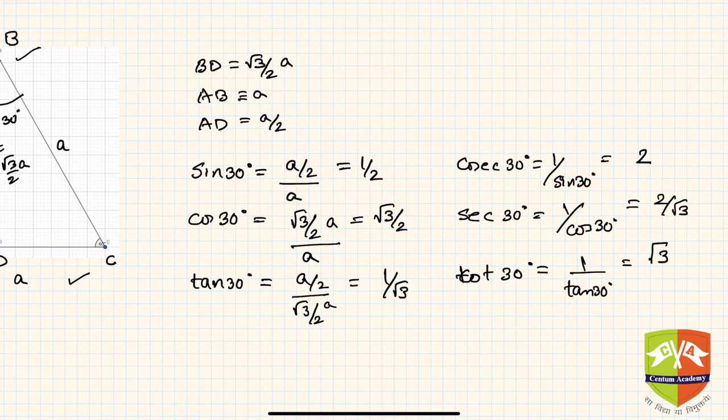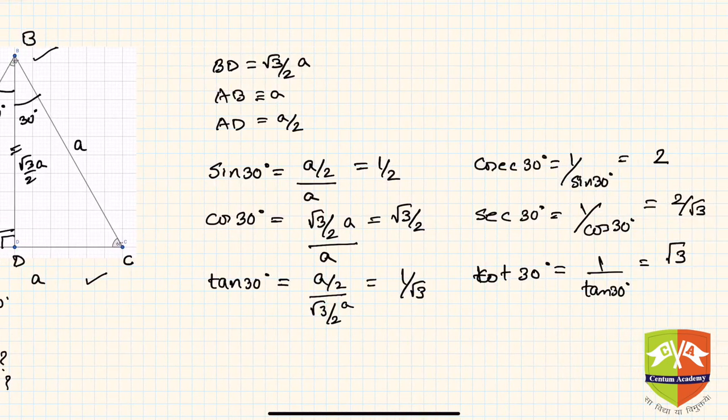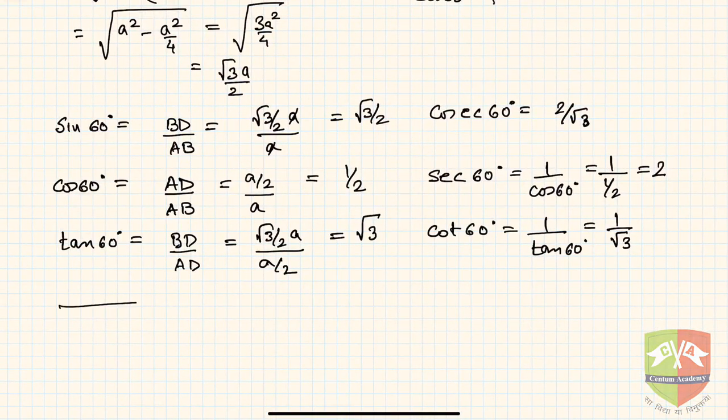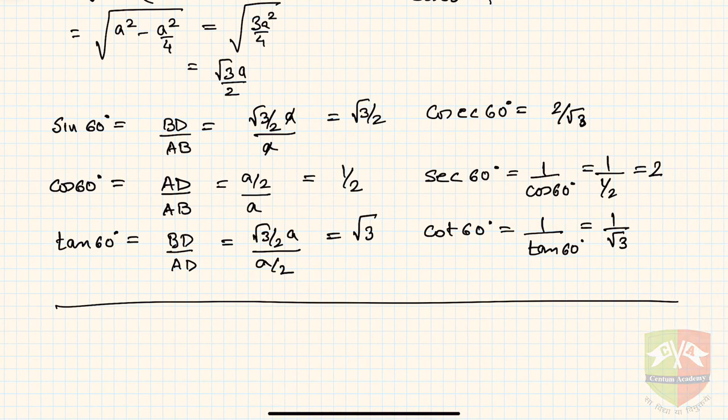So this is how we found out the trigonometric ratios of 30 degrees as well as 60 degrees. So this table, again, you have to remember, a very important result. Similarly, for 60 degrees also, you have to remember this. In the next session, we'll tell you how to remember these numbers.